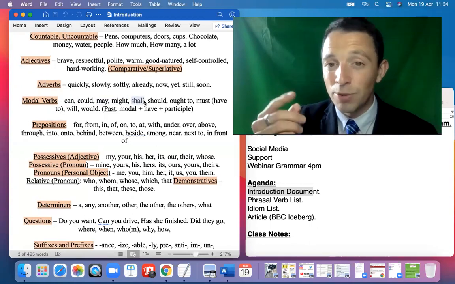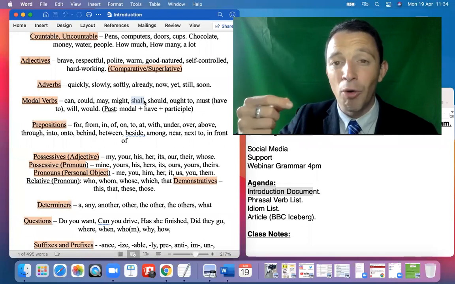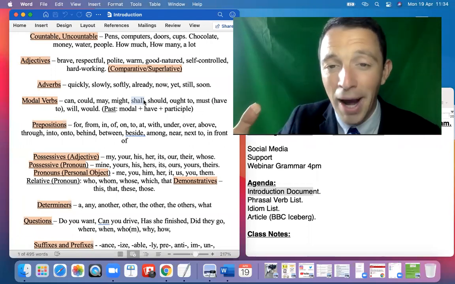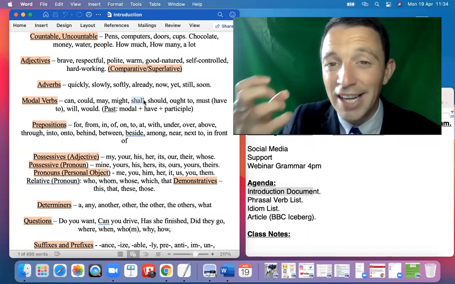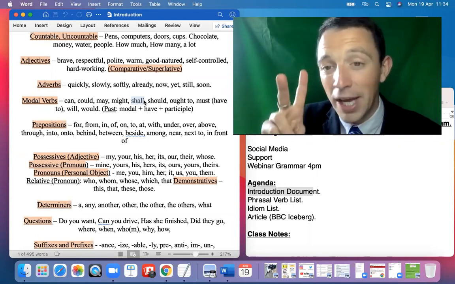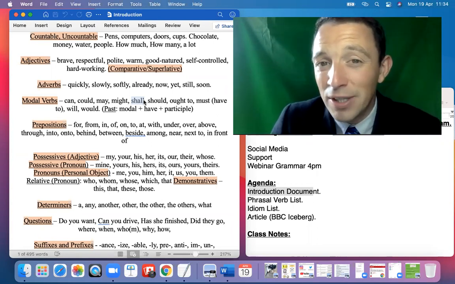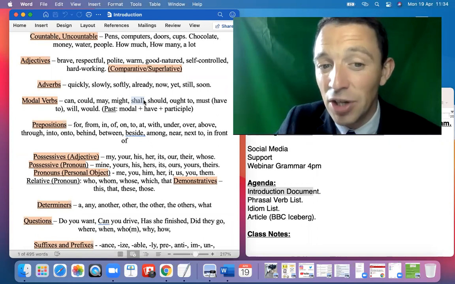Shall is a substitution for will, and we use shall for a question in maybe a formal situation. Shall you watch the match tonight? Shall you contact your friend? Very formal. So that's the difference really between will and shall. Shall is more formal and it's quite frequent. So yes, it is necessary to know.